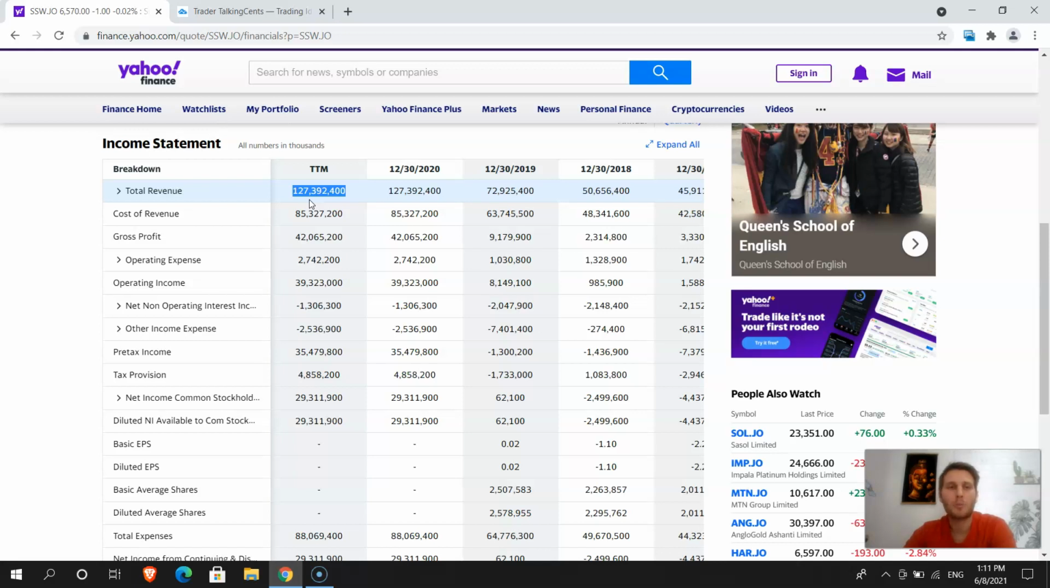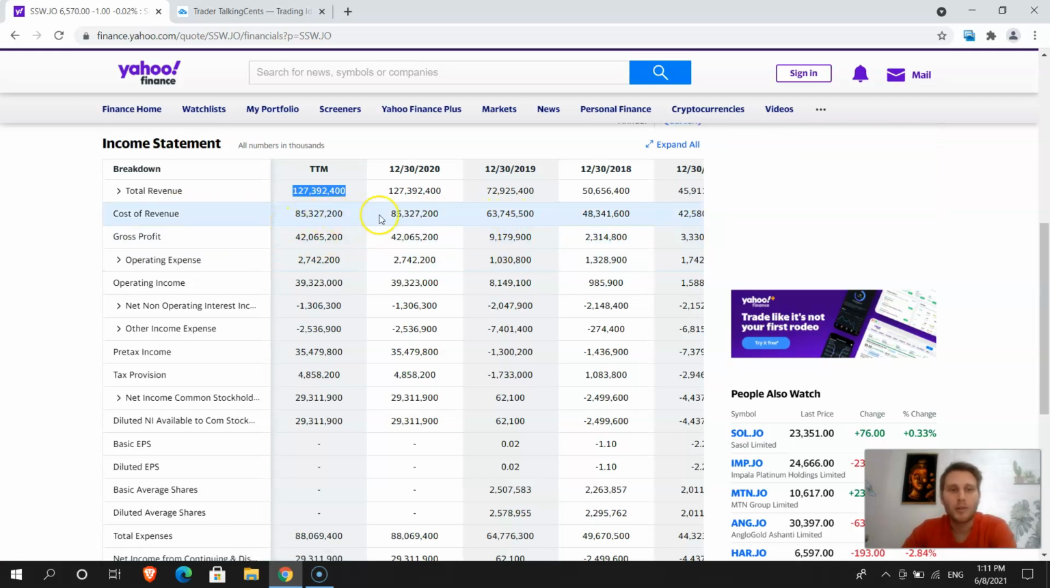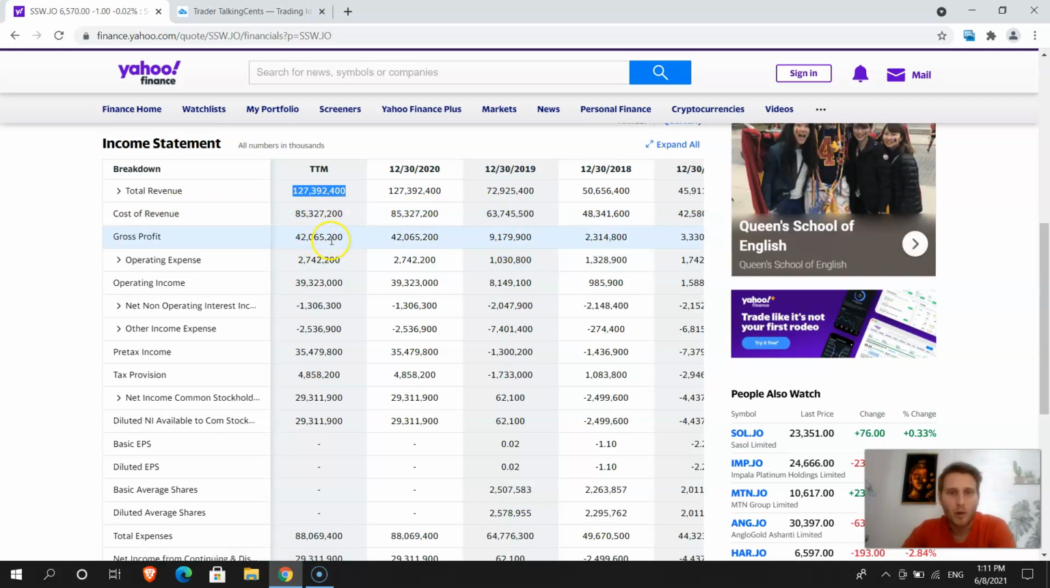That's over 100% increase over that time. So that's one important thing you can look at. Is the company growing? Is their revenue growing? What's their cost of revenue in comparison to previous years? Is their gross profit growing? All the things you can compare.